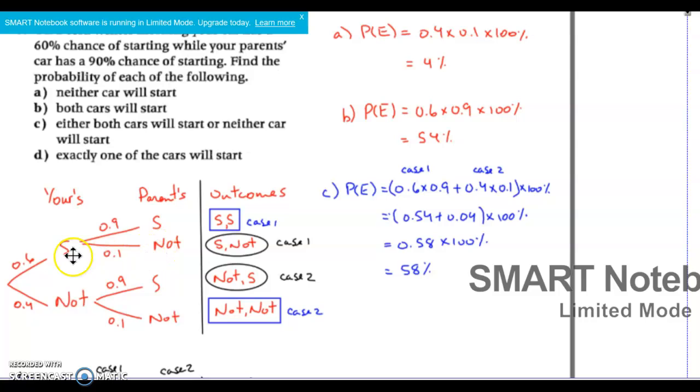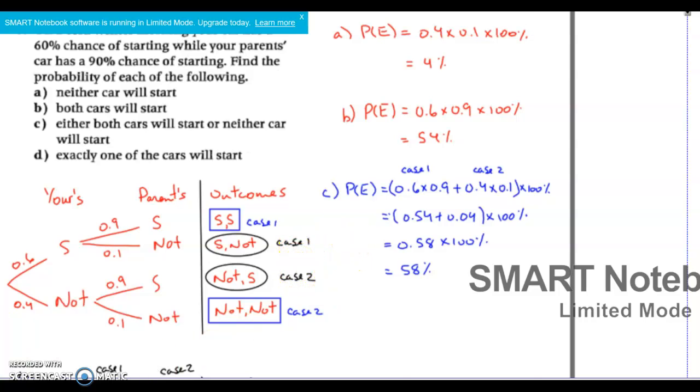So that's going to be here 0.6 times 0.9, and that's how you get this. You add when you're looking at separate cases. So for example, you're looking at in C, exactly 1 car starts. So that'll be this guy and this guy, because this one has 1 case that's start, not start, and the other is not start and start. And you'll find out what that is and find out what that is and add them together.